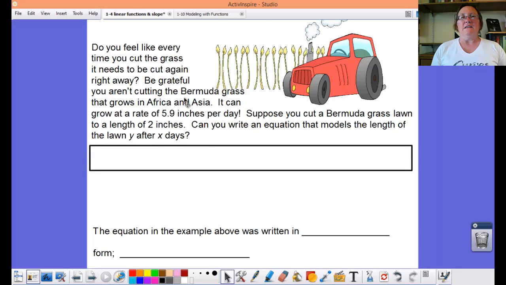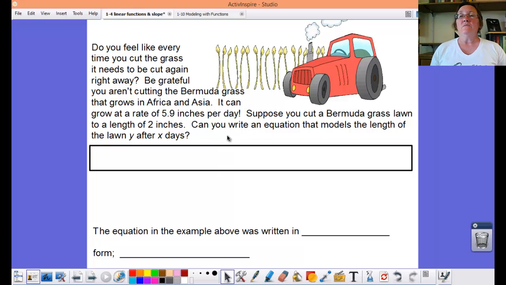So ladies and gentlemen, in this particular example, which is true by the way, this actually is a true story, Bermuda grass, it says, grows in Africa and Asia. It says it can grow at a rate of 5.9 inches per day. Folks, that's 6 inches a day, so I'm very glad it does not grow in the brownfield yard.